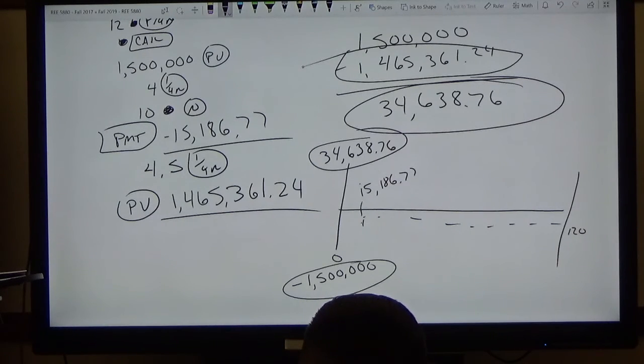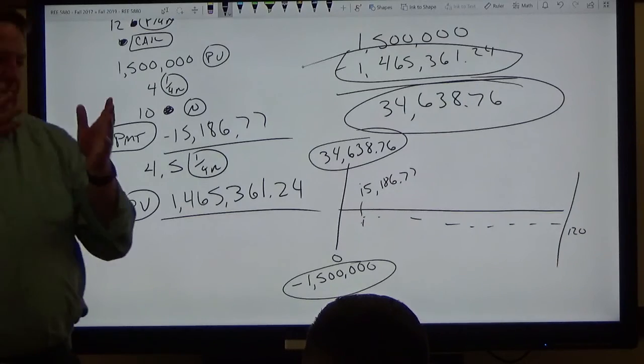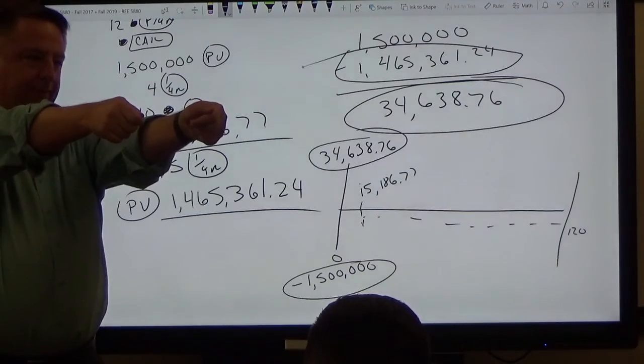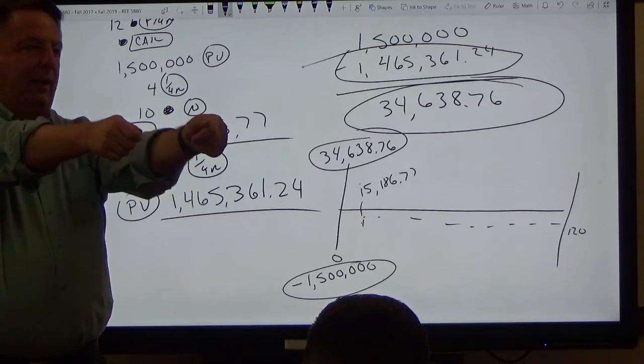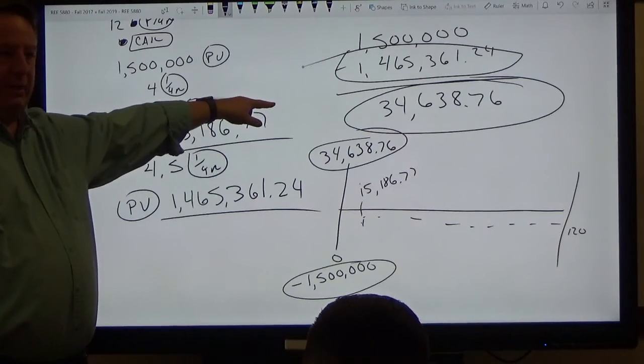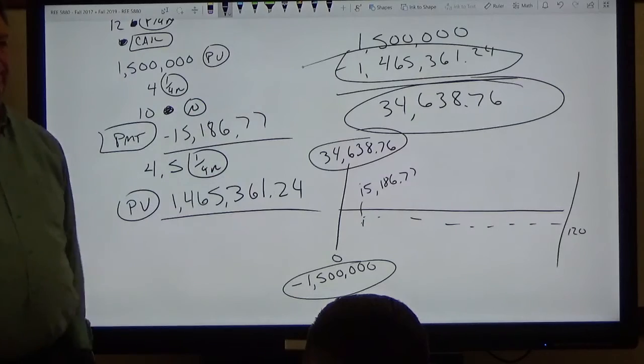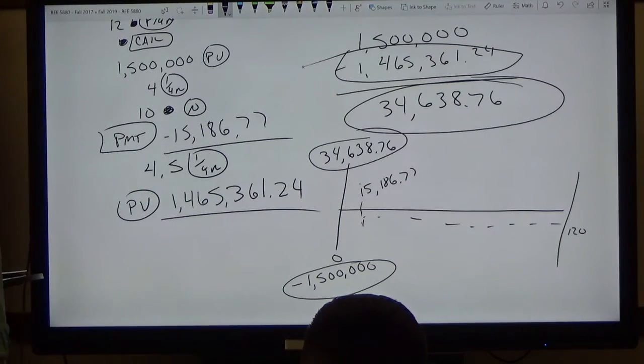It's not a wash, but once again, let's say I'm the lender, you're the borrower. I am writing you a check, in essence, for $1.5 million. You, in turn, are instantly writing me a check back for $34,638. That's money the borrower has to bring to closing, okay?